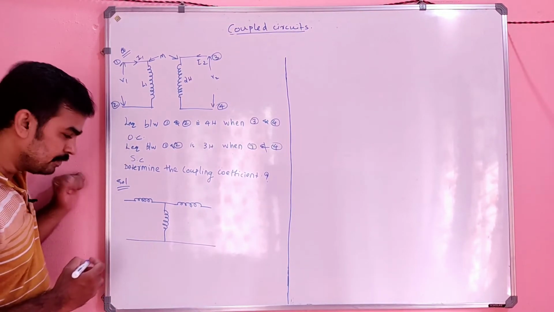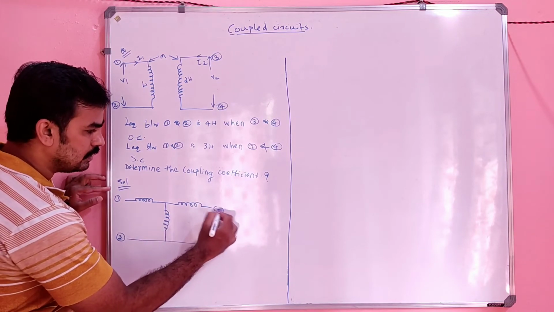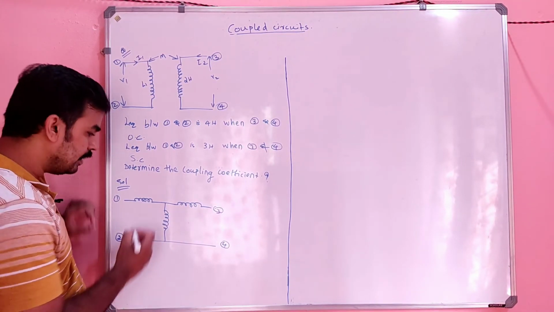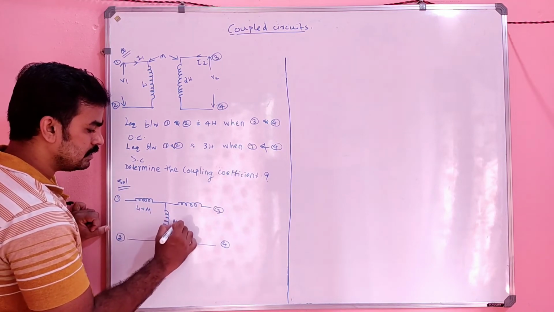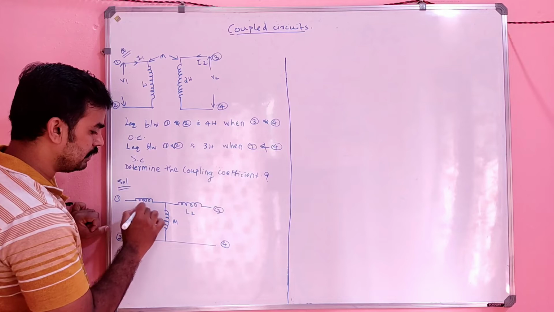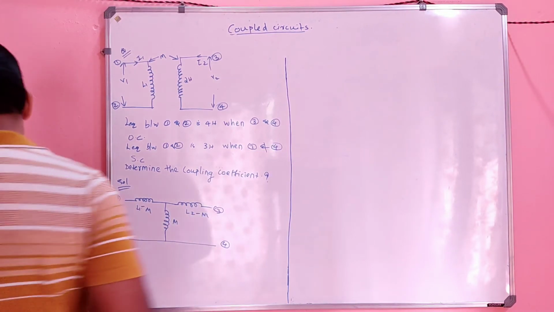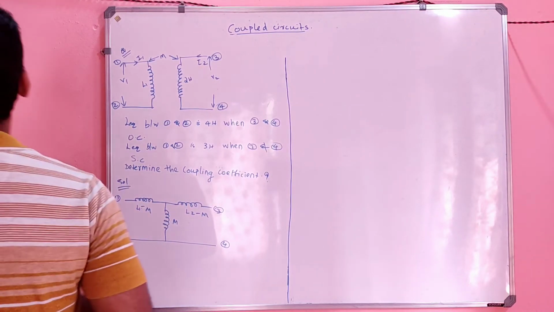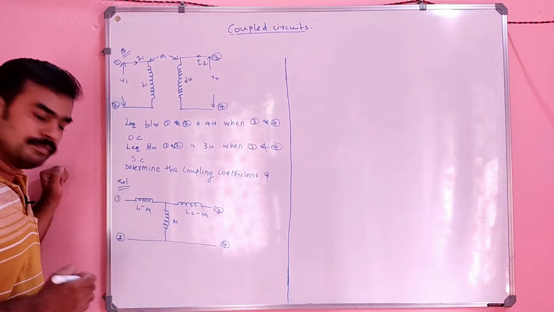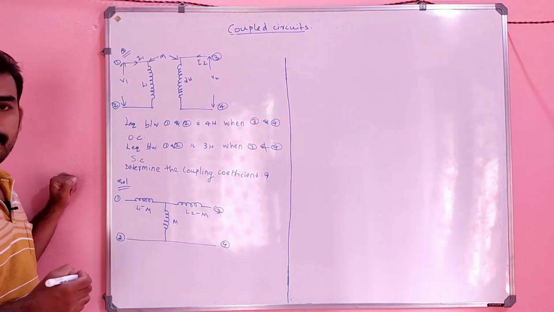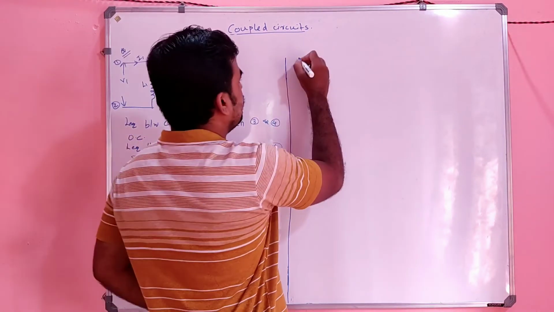So this is terminal 1, this is 2, this is 3, and this is 4. This is L1 plus M, this is M, and this is L1 minus M, and this is L2 minus M. So this is the equivalent of this figure. Let us discuss case 1 first.